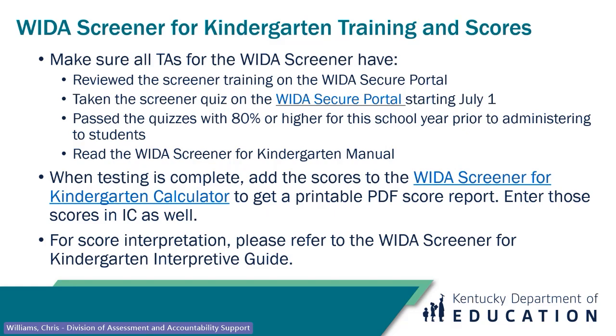And then don't forget, there's also a WIDA screener for kindergarten interpretive guide to help you interpret what those scores mean. Keep in mind that for first semester, kindergarten students take the oral part of listening and speaking, and in second semester they can take all 4 domains.